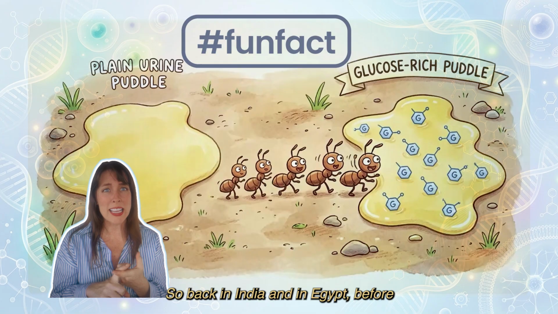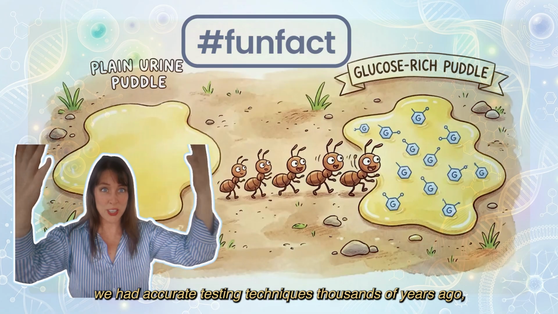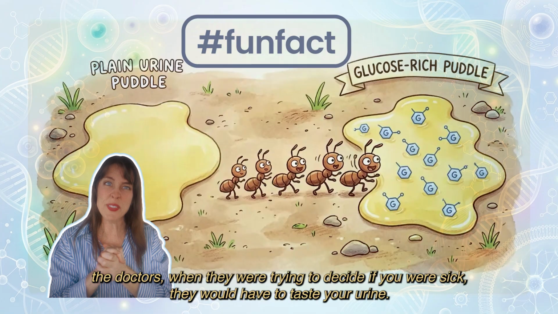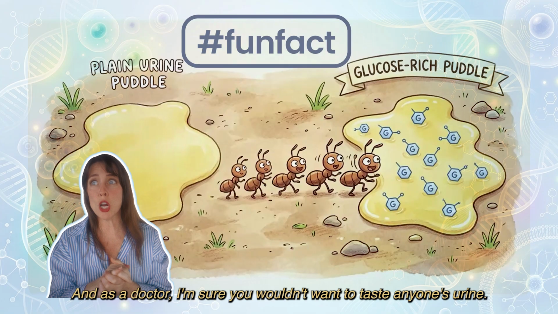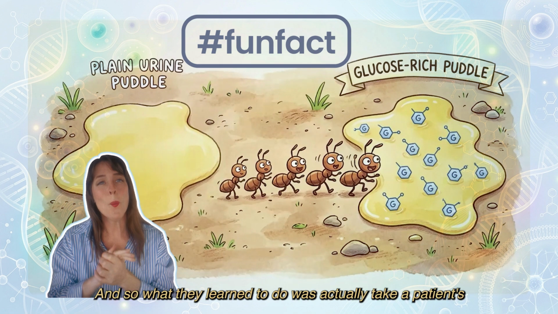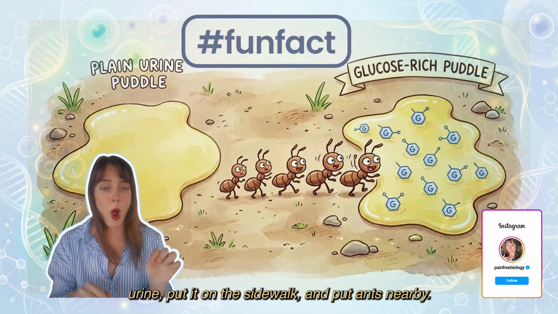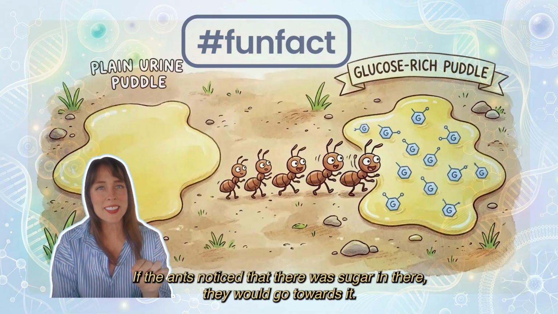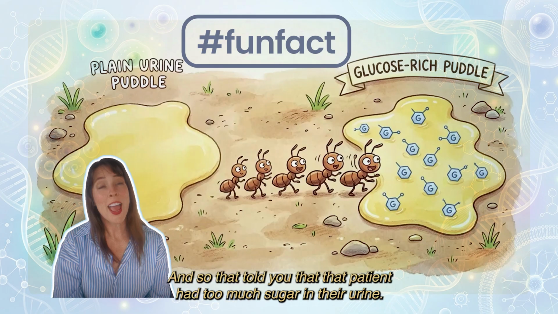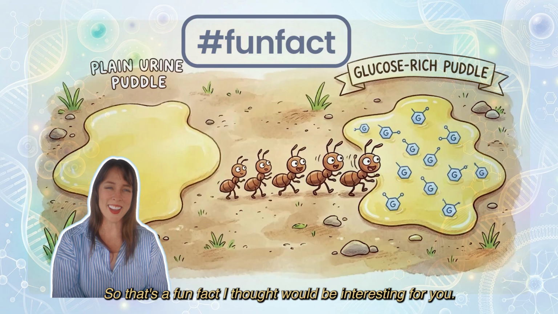Back in India and in Egypt, thousands of years ago, before we had accurate testing techniques, when doctors were trying to decide if you were sick, they would have to taste your urine. And as a doctor, I'm sure you wouldn't want to taste anyone's urine. I wouldn't want to either. And so what they learned to do was take a patient's urine, put it on the sidewalk, and put ants nearby. If the ants noticed that there was sugar in there, they would go towards it and try to lick up that urine. And so that told you that that patient had too much sugar in their urine. So that's a fun fact I thought would be interesting for you.